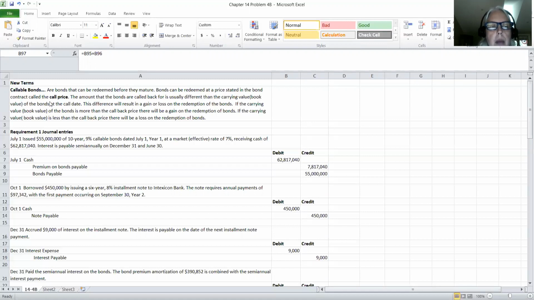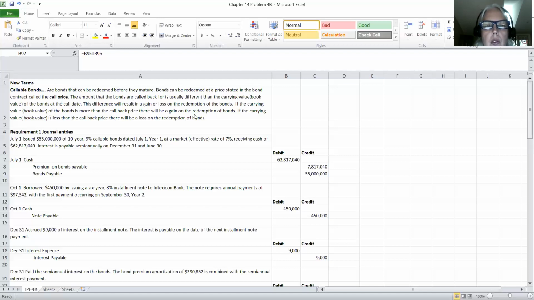The bonds will be called back at what we call a call price. That call price is usually stated as a percentage. The amount that the bonds are called back for is usually different than the carrying value or the book value of the bonds at the call date. When this happens, there's a difference that you will record as a gain or a loss on the redemption of bonds. If the carrying value or the book value of the bonds is more than the callback price, there will be a gain on the redemption of bonds.